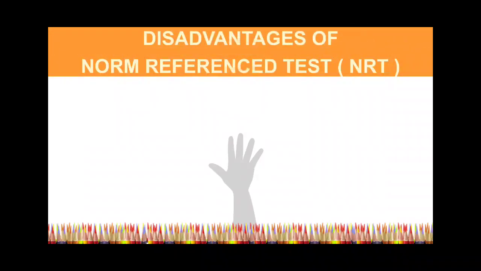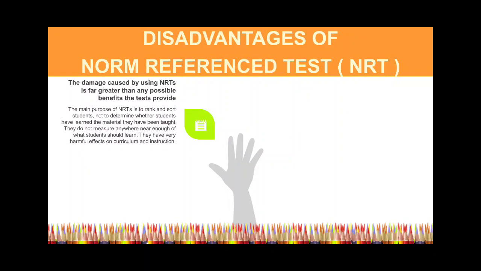Then, what are the disadvantages of norm reference tests? First, the damage caused by using NRTs is far greater than any possible benefits the tests provide. The main purpose of NRTs is to rank and sort students, not to determine whether students have learned the material they have been taught. They do not measure anywhere near enough of what students should learn. They have very harmful effects on curriculum and instruction.